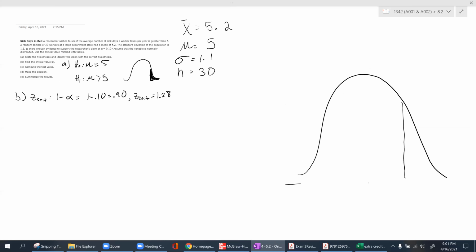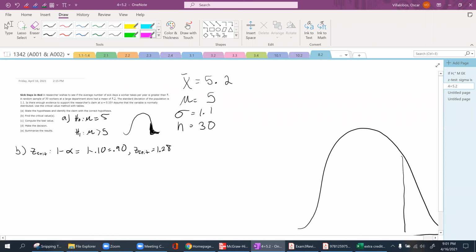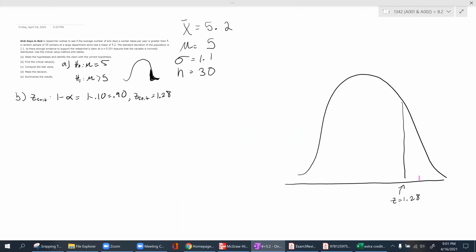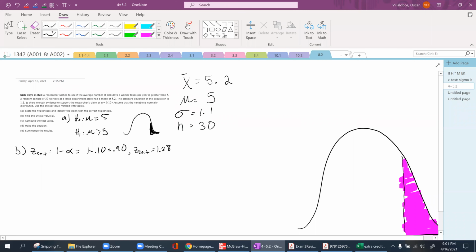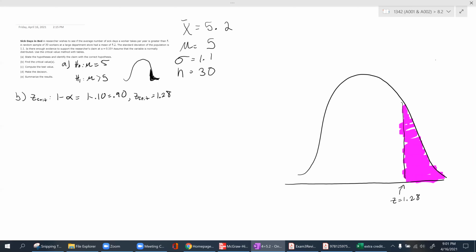Let's go ahead and draw that. This here is z equal to 1.28. And yes, I need you to draw this in your exam. All this work that I'm showing is the work that you would have to show, and it's going to be asked that specific way. That's my z crit.